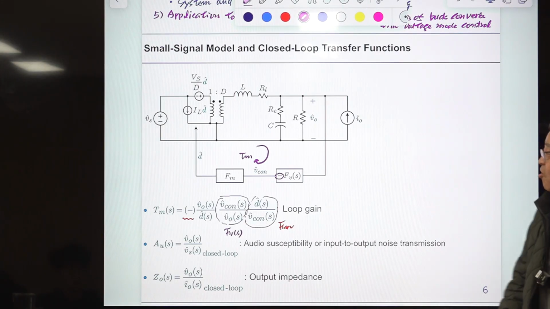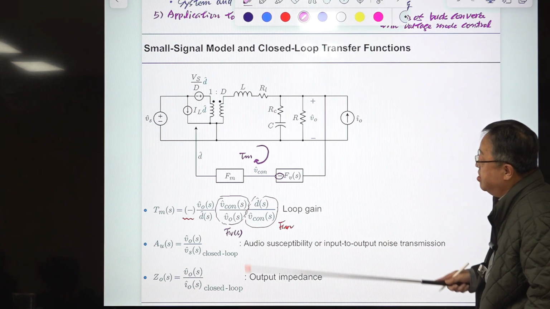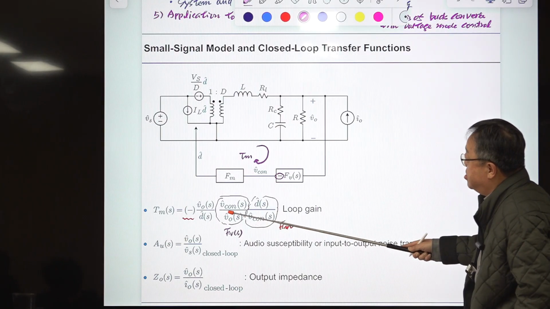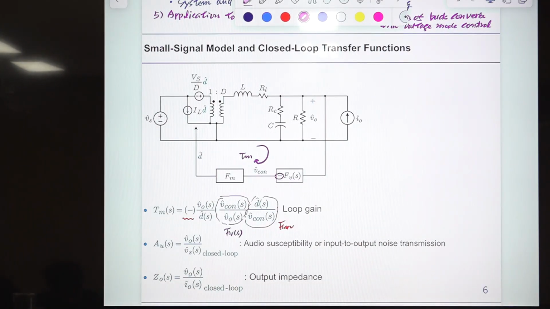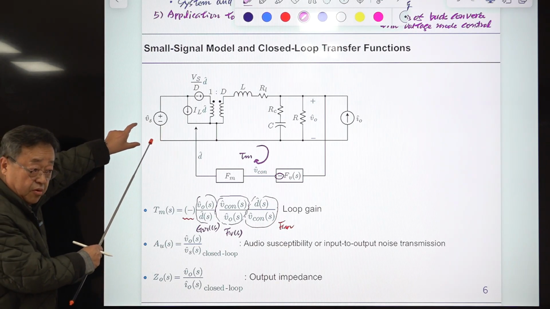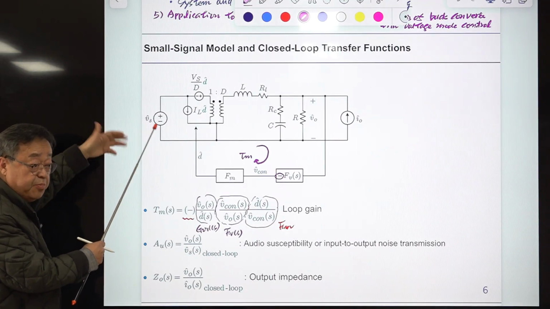The meaning of this is the multiplication of three different transfer functions. This one is GVD(s), this one is FV(s), and this one is FM. So this one we name GVD(s). And audio susceptibility, or we call it input, actually the AC disturbance in the input source.